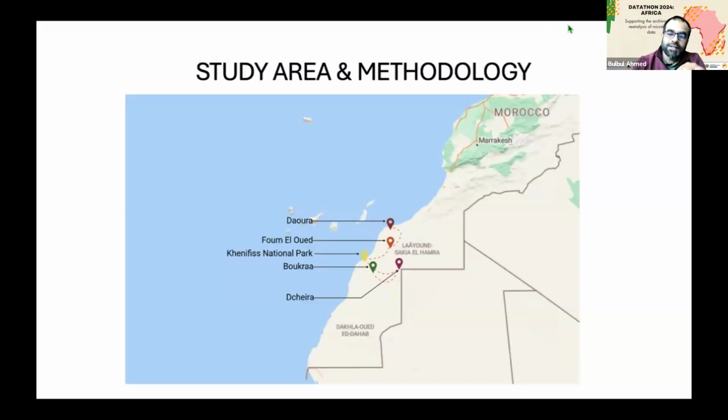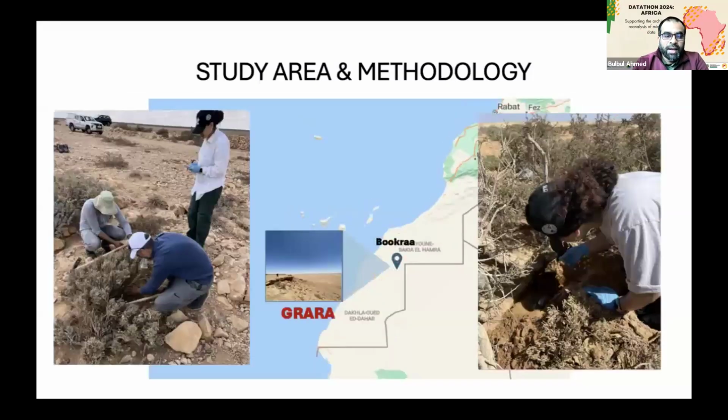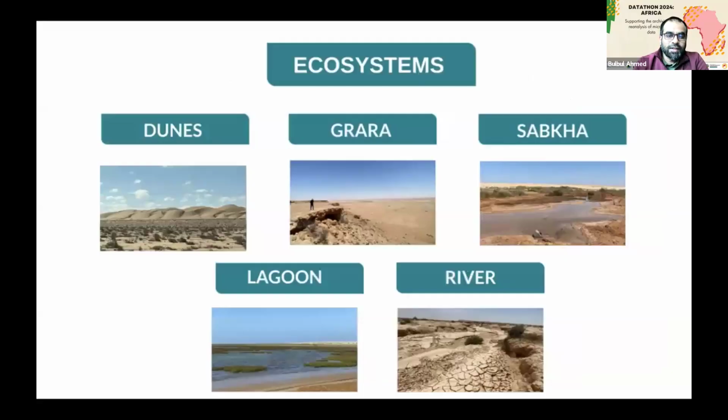So this is our study area in the southern part. If you see, compared to the north part, it is completely dry. These are the 5 locations we have sampled. They are really far from each other, almost 500 up to 800 kilometers. And these are some snaps of how we were doing the sampling in the desert.